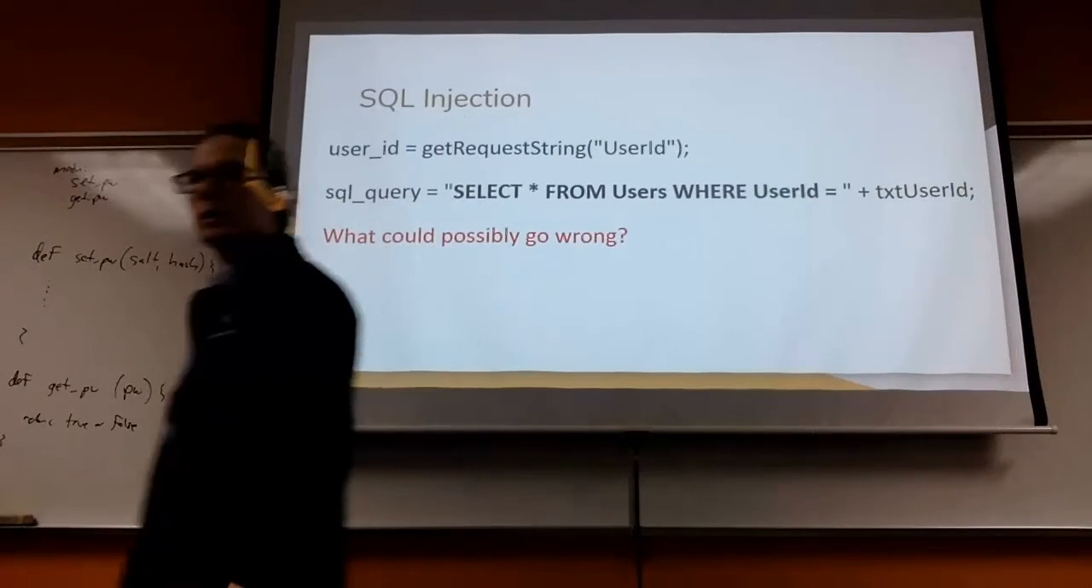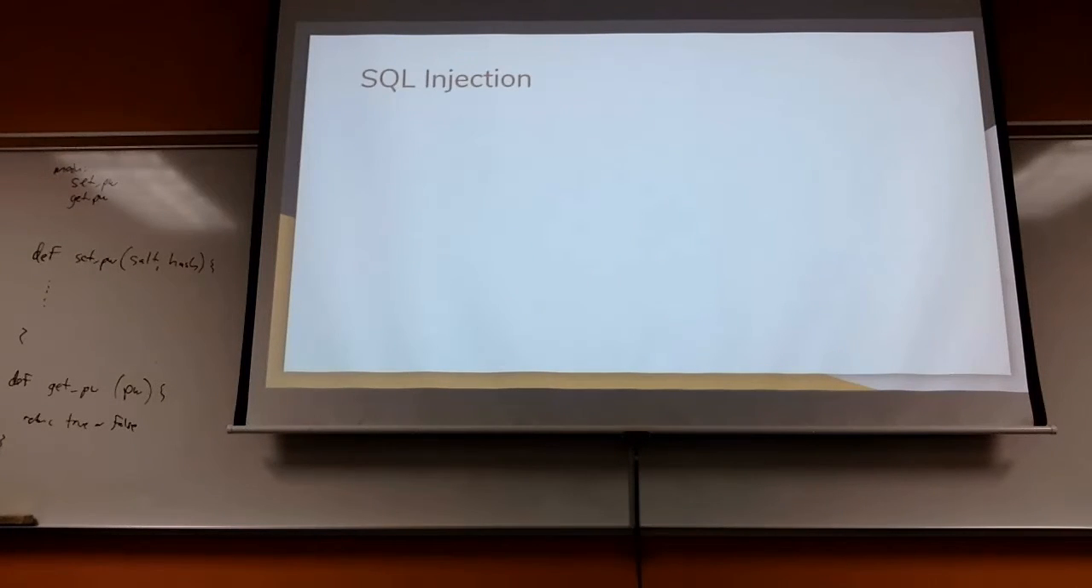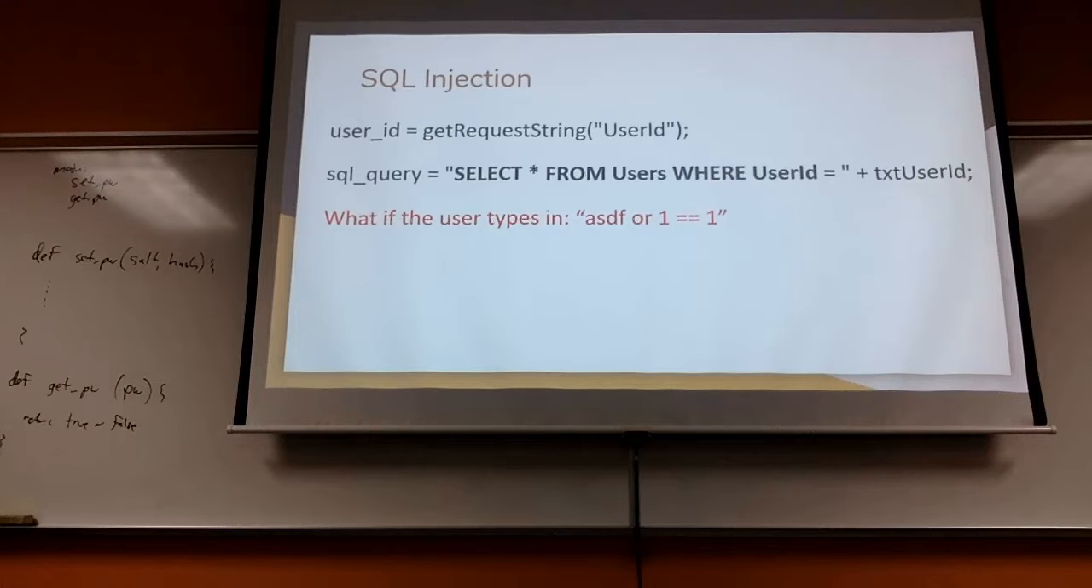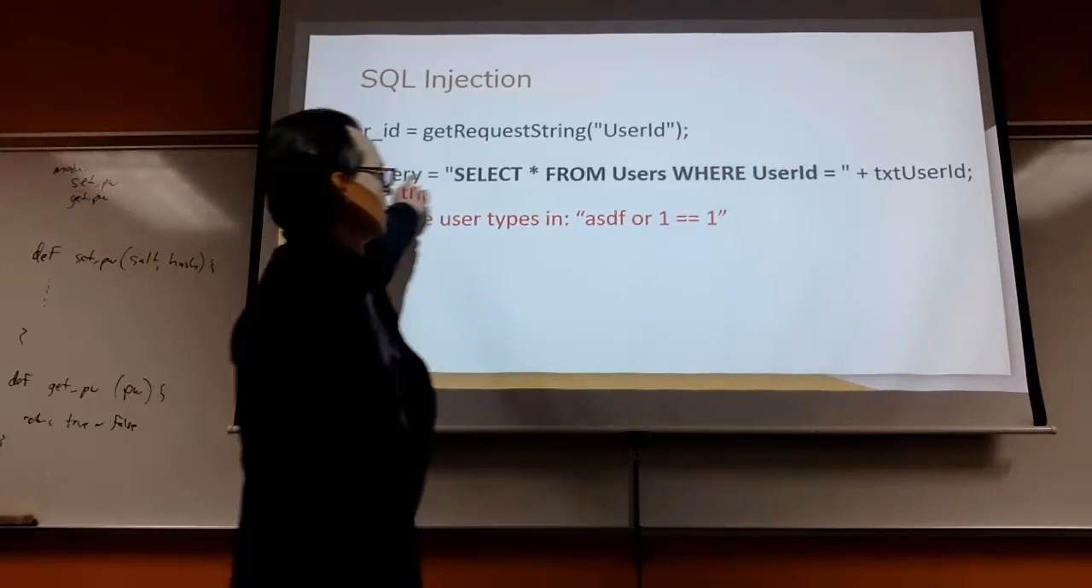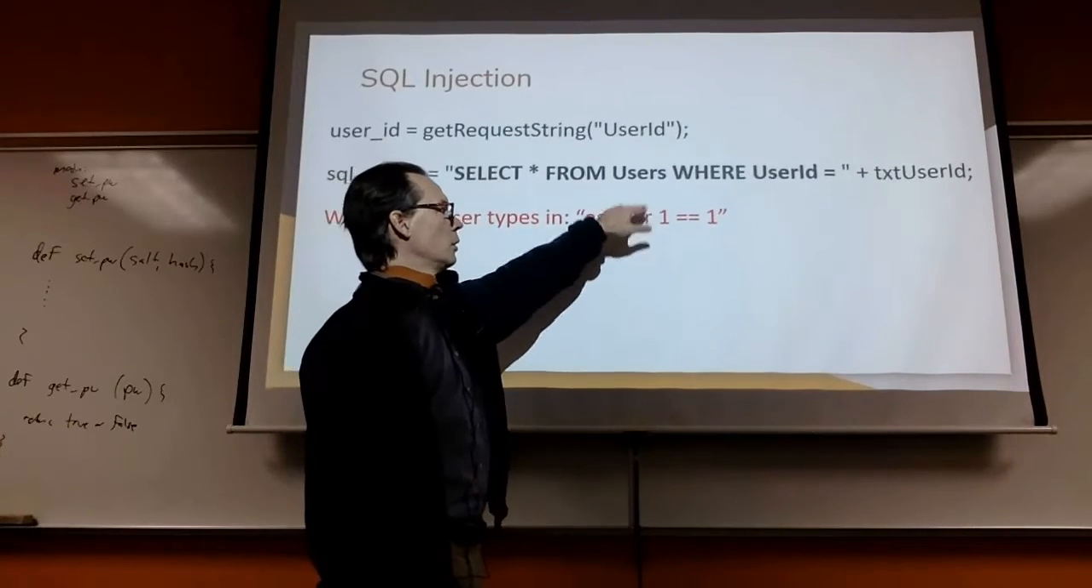Does anybody know what can go wrong? SQL injection. Yes. What does that mean? They put code into that text user ID, and then it thinks that it's part of the command, so it runs that like it's a command. Exactly right. So I get the user ID, but instead of just typing in a user ID, what if the user types in some fake user ID, or 1 equals 1?